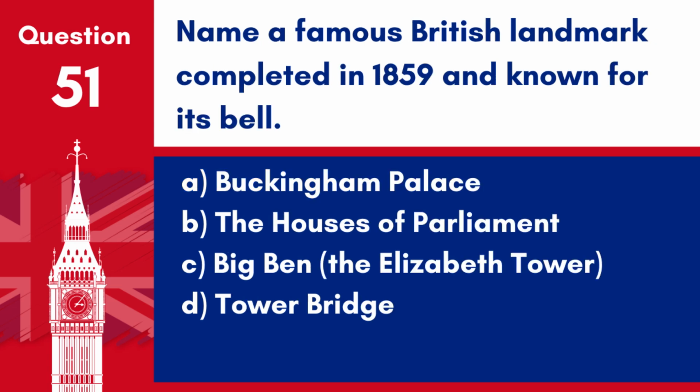Question 51. Name a famous British landmark completed in 1859 and known for its bell. A. Buckingham Palace. B. The Houses of Parliament. C. Big Ben, the Elizabeth Tower. D. Tower Bridge. Answer C. Big Ben, the Elizabeth Tower. Big Ben, the nickname for the great bell of the clock at the north end of the Palace of Westminster in London, is housed within the Elizabeth Tower, completed in 1859.